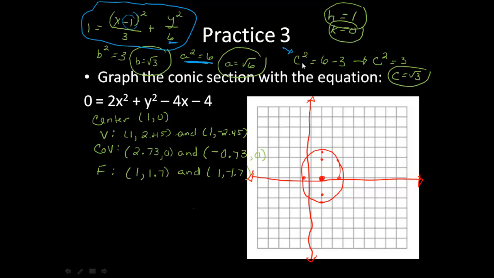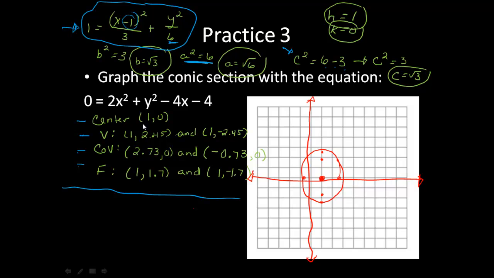Then the last thing I had to find was c. And I had that formula written down that c squared is equal to a squared minus b squared. So I ended up with c squared equals 3. C ended up being the square root of 3. Then I filled in the formulas from my flip book to find my center, my vertices, my co-vertices, and my foci. I plotted all of those points on my graph and then sketched in my ellipse. So once you get your equation written in standard form, you follow the exact same rules that we have been doing for graphing these. The tricky part is getting it into the standard form first.